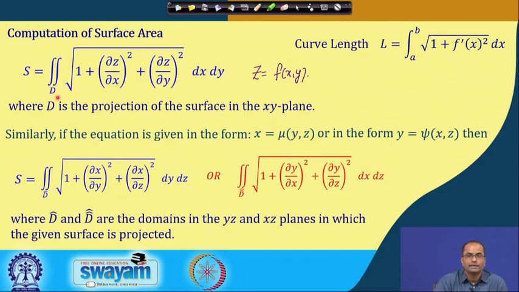So, we have three applications. One was the area of this domain D, another was the volume under this surface over the xy plane, which was given again by a double integral where the integrand was simply f(x, y), and now we have the computation of the surface area, where the integrand is square root of 1 plus z_x squared plus z_y squared.